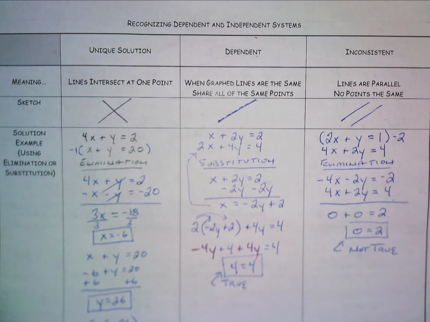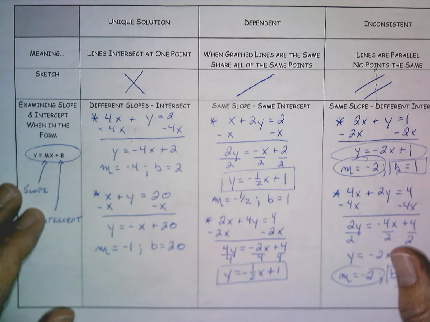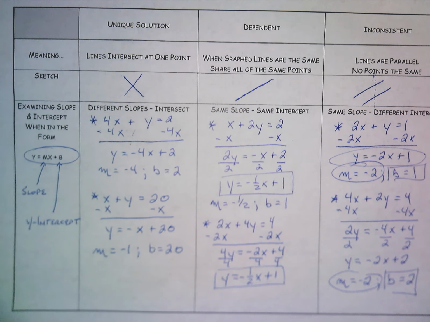You can always do that. You never have to do this if you don't want to. But this is another way of identifying whether a system is unique, dependent, or inconsistent. If you don't like this, if when you close your eyes at night this is a nightmare to you, then don't do it this way. It's not bad practice though, because it's going to come back to you in Algebra 1.